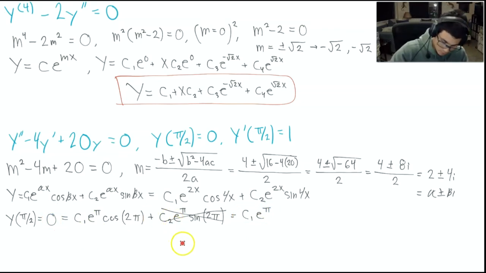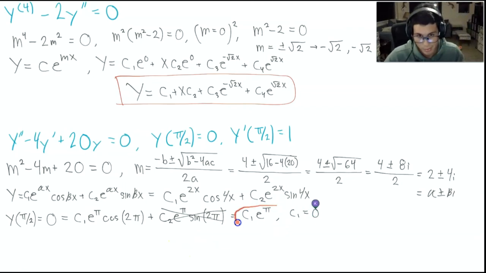What does that mean? Well, it means C1 is equal to 0, right? Because the only way to make this equal to this is if C1 is equal to 0, because this is a constant. Okay, so C1 is equal to 0. That's an important piece of data.